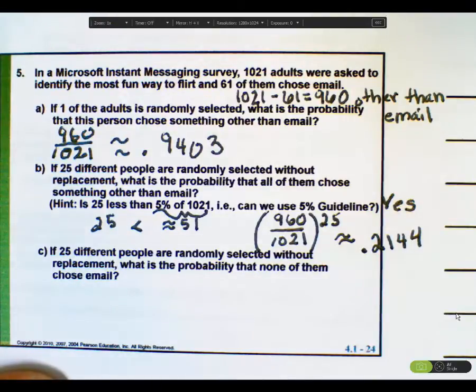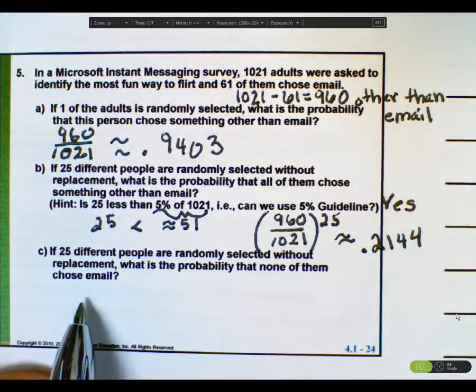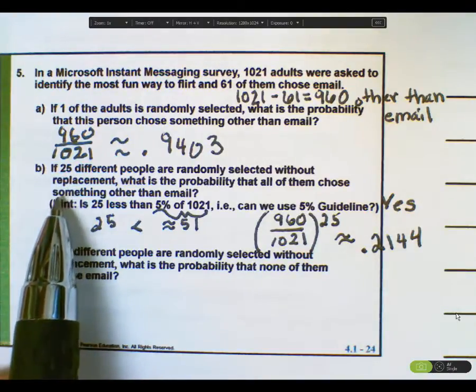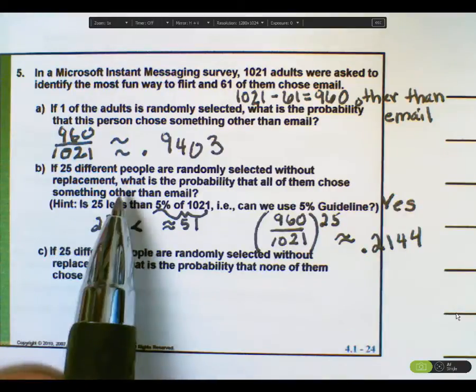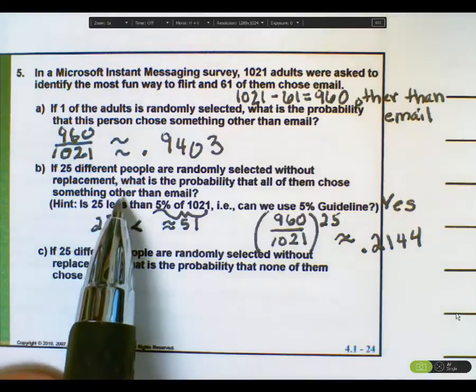The C part says if 25 different people are randomly selected without replacement, again, we can play like the draws are independent of each other because our sample size is less than 5% of the population, but we want the probability that none of them chose email. Well, think about what B part was asking here. What's the probability that all of them chose something other than email? If they chose something other than email, what did they not choose?